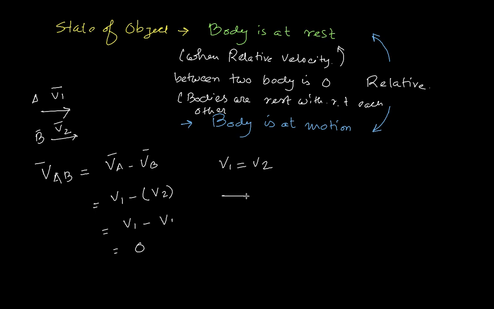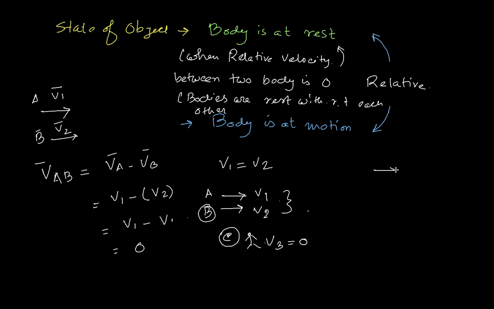That means if two bodies have the same velocity and are traveling in the same direction, then they are relatively at rest with each other. Particle A sees that B is at rest and particle B sees that A is at rest. But if there is a third observer, that means you standing over there, then you see that both A and B are in motion with respect to you, because your velocity v3 is equal to 0.